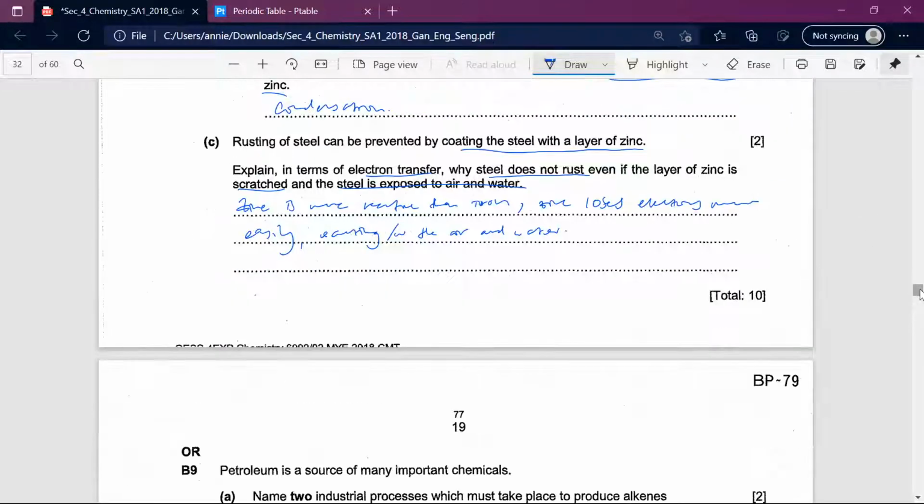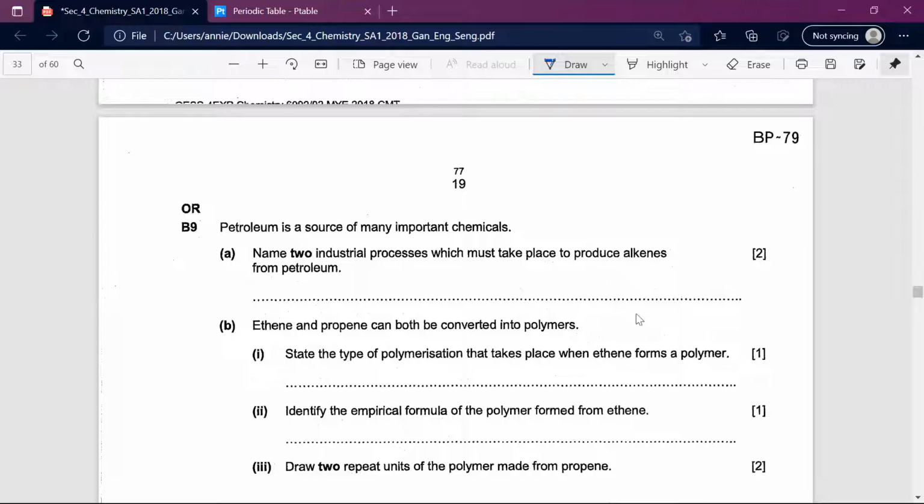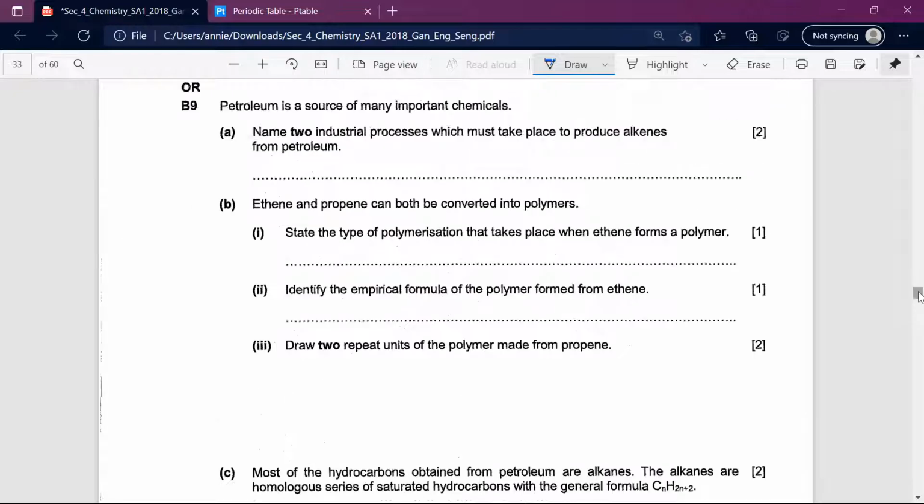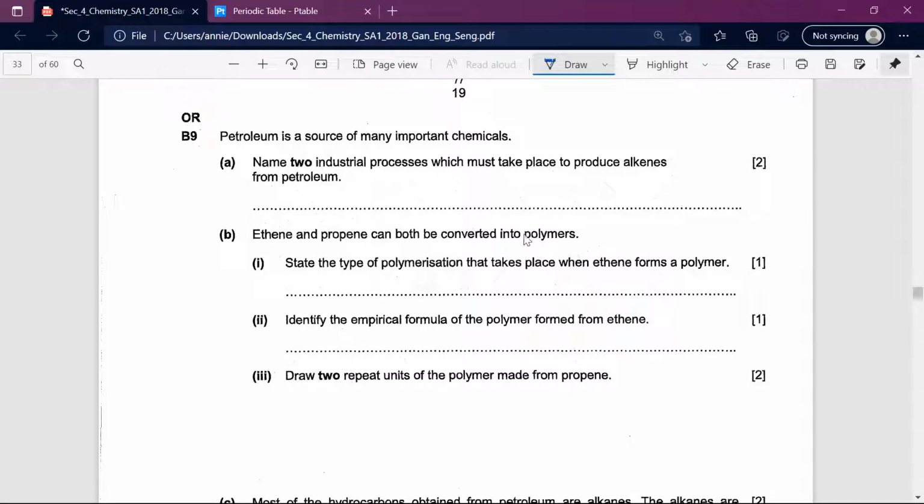Okay, so let's move on to B9. Petroleum is a source for many important chemicals. Name 2 industrial processes which must take place to produce alkenes from petroleum.